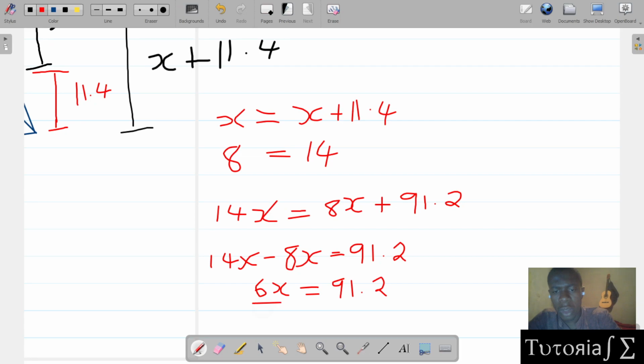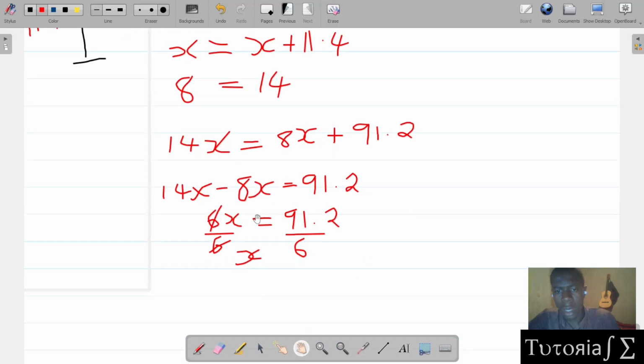Okay, so we can divide throughout by 6 so that we remain with our x being equal to 15.2. Am I right? 91.2 divided by 6. Yeah, so that is 15.2. So now that we've found our x, the job here has gotten easier for us. So now we can just go on and replace.